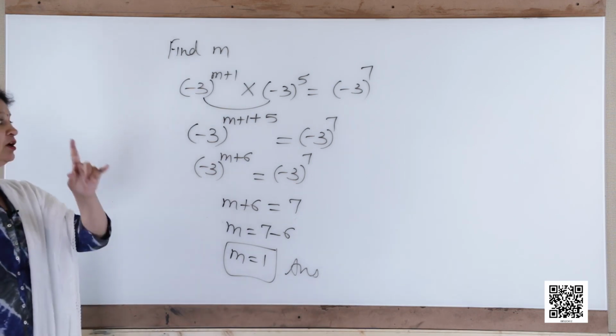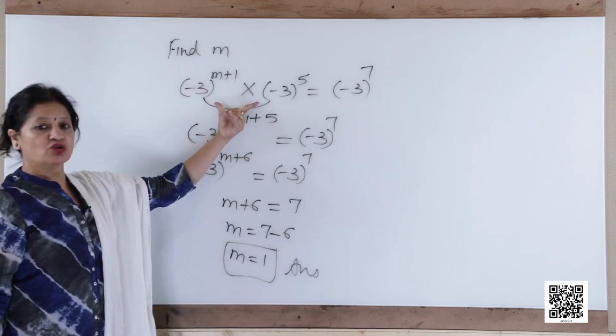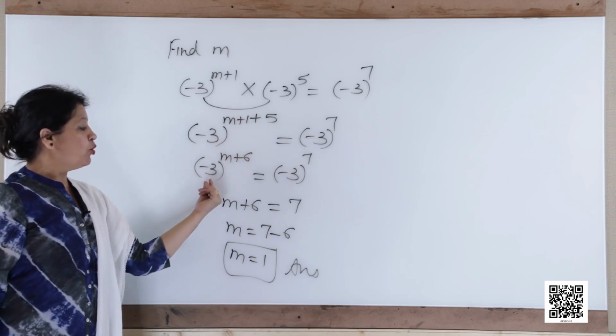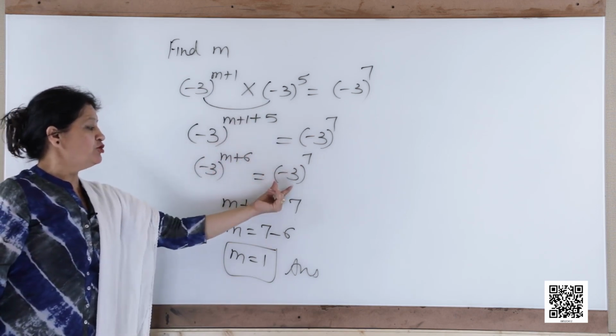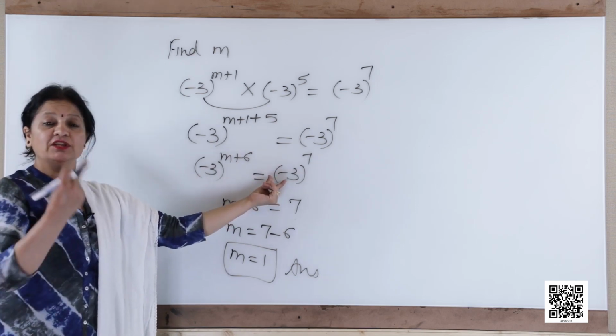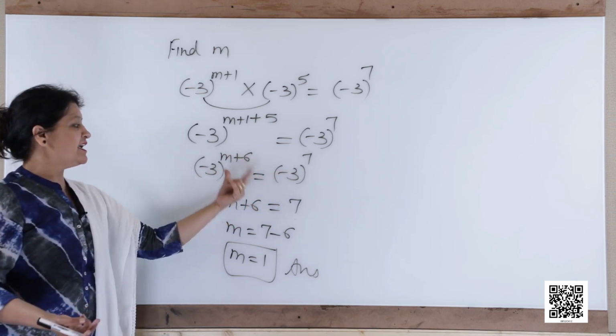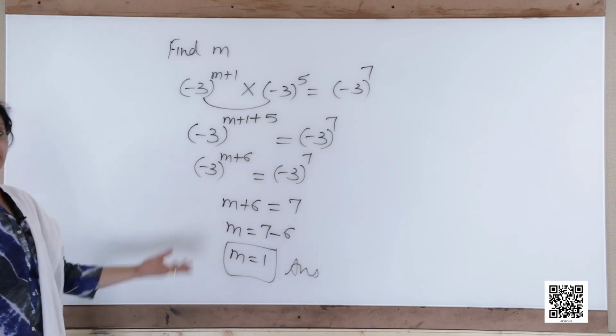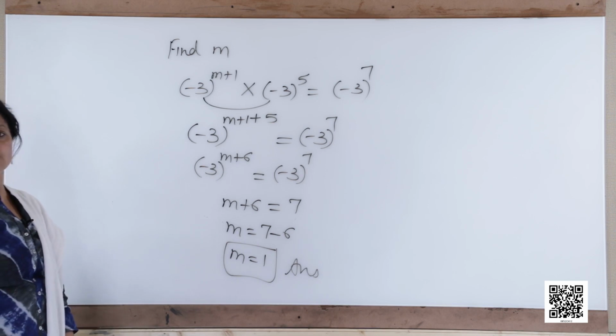So what we have done? Only we have applied the laws of exponent, multiply sign, so powers added. After adding, only we will compare. Now you can check if base is same, then only we can compare. Base same, so we can compare their powers also. So m is equal to 7 minus 6, that is m is equal to 1.